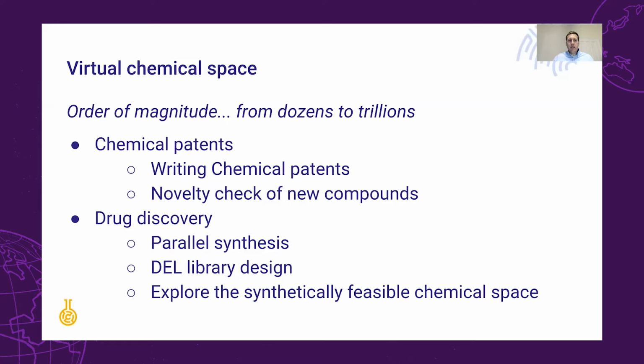Virtual chemical spaces have a major role in many parts of cheminformatics, including chemical patent writing and novelty check of new compounds, parallel synthesis, DNA-encoded library design, and exploration of the synthetically feasible chemical space. These chemical spaces vary in order of magnitude from dozens to trillions. ChemAxon tools can efficiently handle all of these sizes and help you in this process. Today, I would like to talk to you about writing chemical patents and forward reaction enumeration.